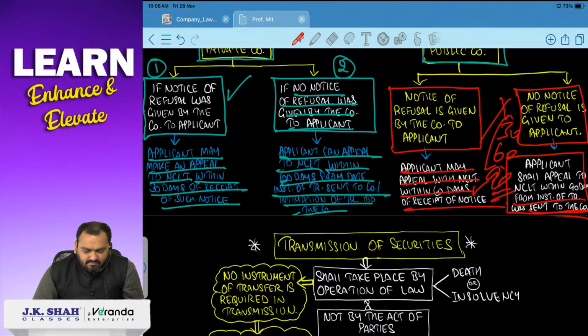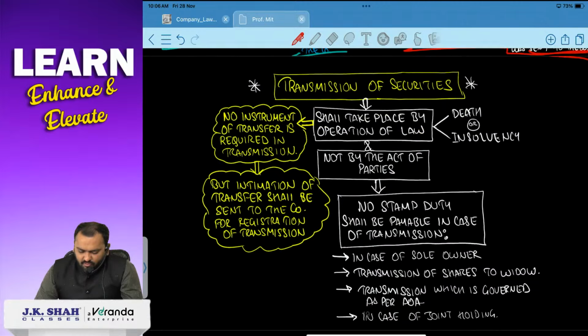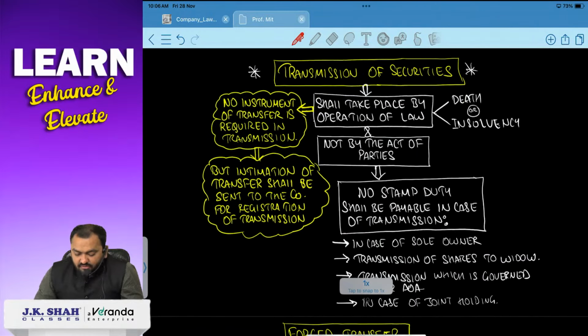Easy? Yes. In a private company, you get 30 days for appeal. In a public company, you get 60 days for appeal. Everyone is clear? Then here is again a very small topic, transmission of shares.